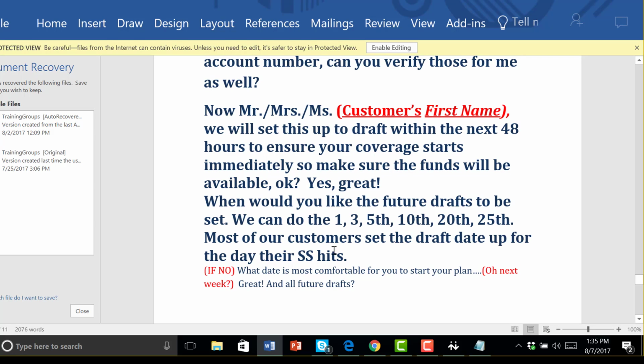Now, if they say, well, I'm not going to have the funds until my next Social Security. I've already paid it all. No problem, Ms. Carol. Now, you said your Social Security hits on the 3rd, so we're going to go ahead and set this up for the 3rd of October, okay? Or September, whatever month comes after August. Okay, I'm just teasing. And then just agree with them.